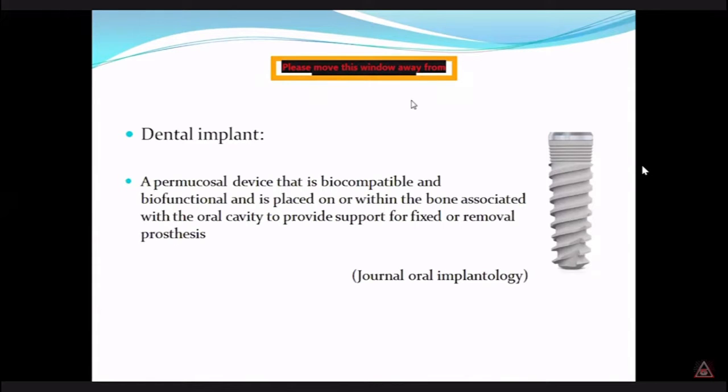and is placed on or within the bone. So if you place implant on the bone, that is called subperiosteal implant. If you place within the bone, that is called endosteal implant, which will come again. So basically it is placed on or within the bone, associated with oral cavity to provide support. So it should provide support for fixed and removable. So with the help of implant, you can either place fixed prosthesis or sometimes removable prosthesis also.